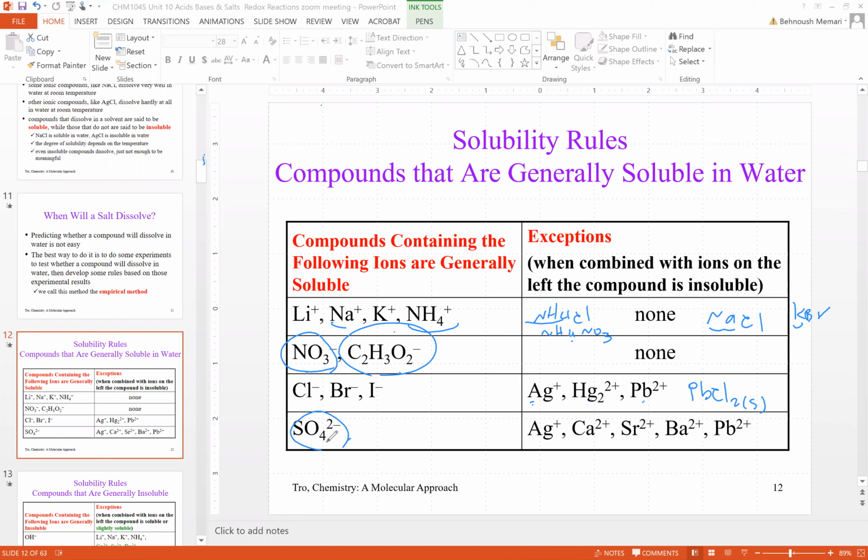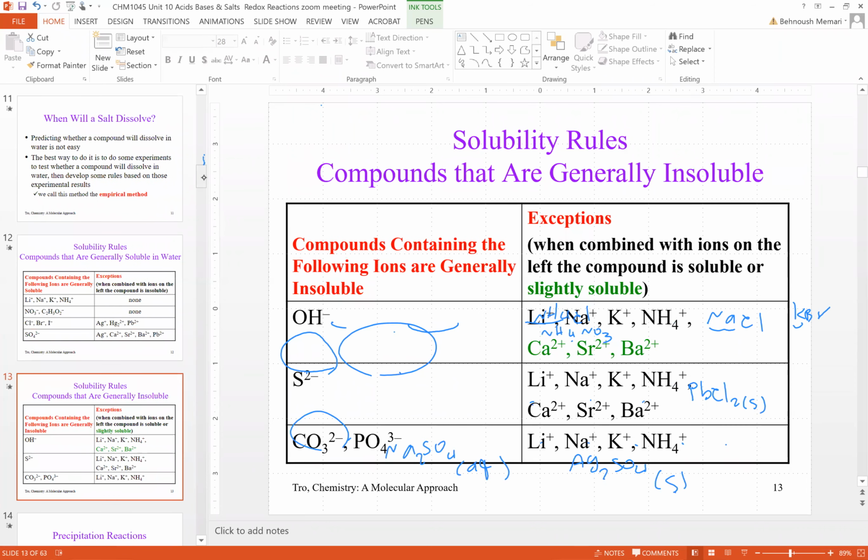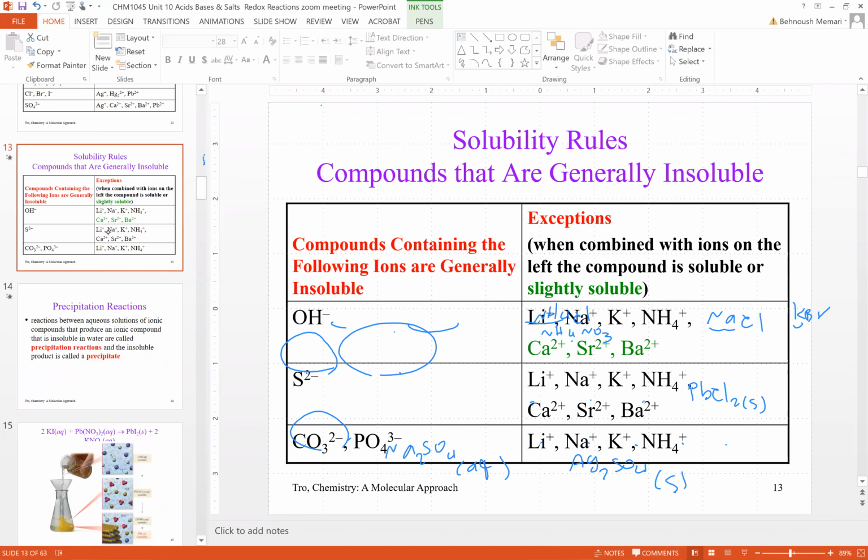Sulfates are soluble unless you have silver, calcium, strontium, barium, or lead. That means sodium sulfate is going to be soluble, but silver sulfate is going to be insoluble. If it's insoluble, the S indicator is used, and if it's soluble, the AQ indicator, or subscript, would be used. Next are compounds that are generally insoluble, those you have in this list.